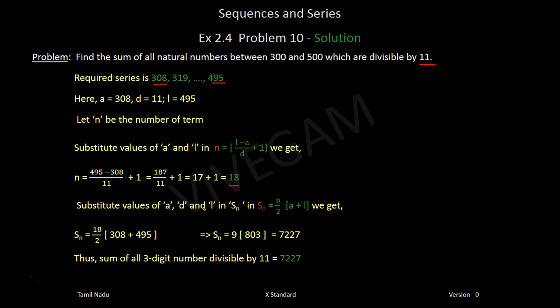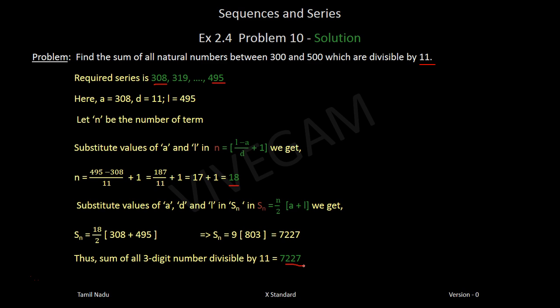Now we substitute the values of a, d and l in the formula Sn equal to n by 2 into (a plus l). So Sn will be equal to n by 2, n is 18, we calculated it here, so 18 by 2, open bracket, a is 308, the first term, l is the last term, which is 495. On simplification, 495 plus 308 is 803. 2 will go 9 times, so it becomes 9 into 803, that is 7227. Thus, the sum of all numbers between 300 and 500 divisible by 11 is 7227.